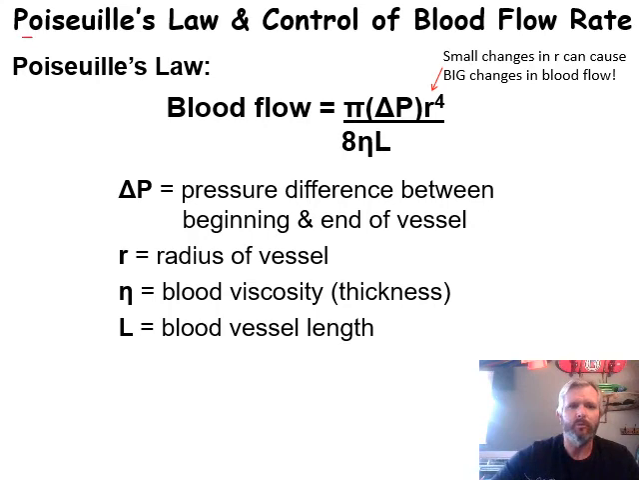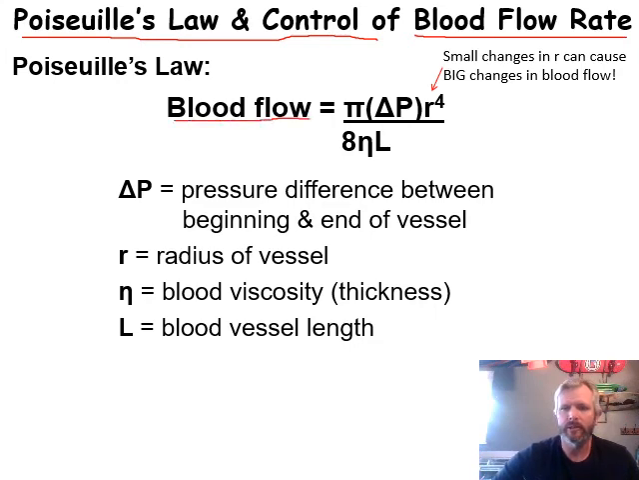So Poiseuille's law. This gives us all the factors in blood flow rate. Okay. What is the rate of blood flow? And it's equal to pi, that's a constant, times the change in pressure.